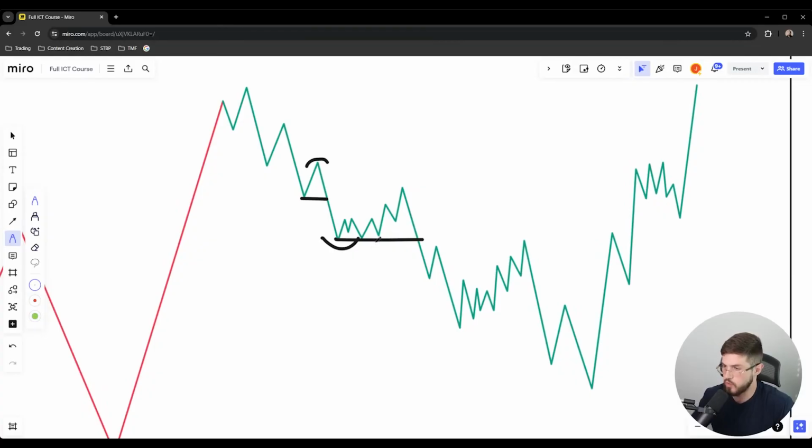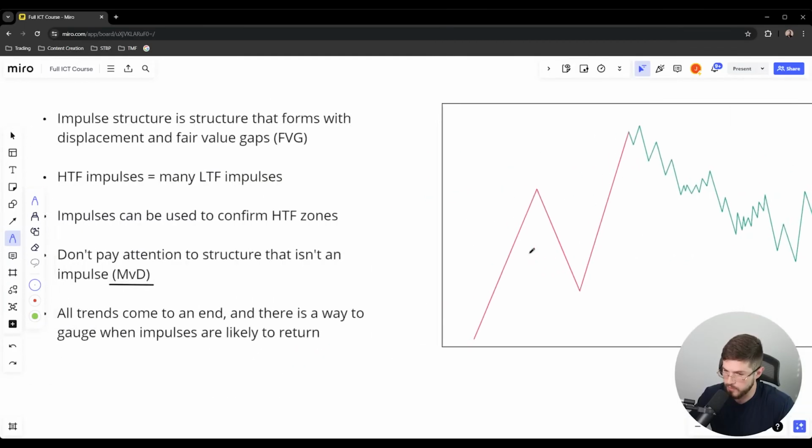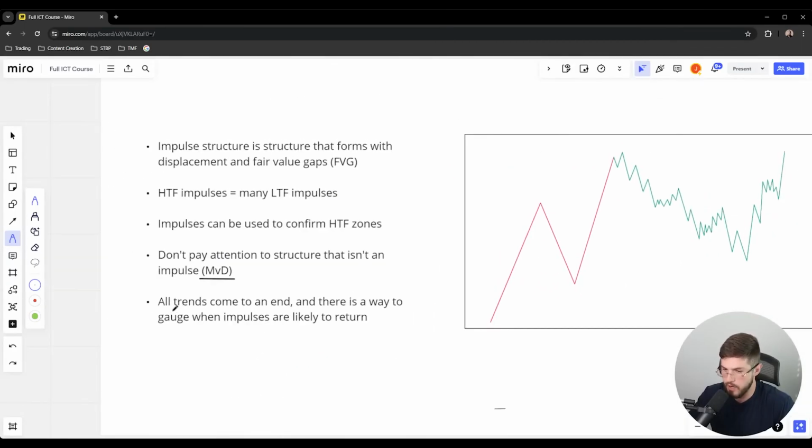Now, we're going to use another tool called premium and discount to determine where the market is likely to reverse. And we're going to go over that in just a second. But I want you to always remember that all trends come to an end. And the way that we're going to gauge when impulses are likely to retrace or likely to expand is going to be a mix of premium and discount and then something called internal and external range liquidity.